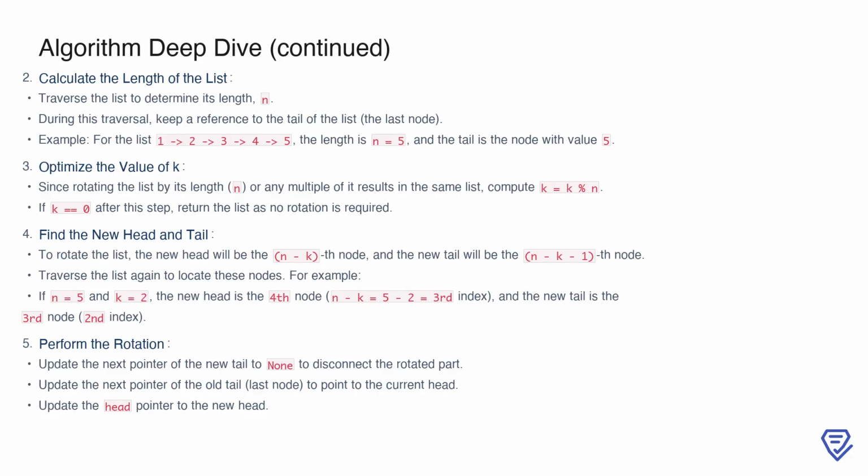If rotation is still necessary, the next step is to identify the new head and tail of the rotated list. The new head will be the end-k-th node, while the new tail will be the node right before it, i.e., the end-k-1-th node. This requires another traversal of the list to locate these nodes. For instance, if the list length is 5 and k = 2, the new head is the 4th node, which has the value 4, and the new tail is the 3rd node, which has the value 3.